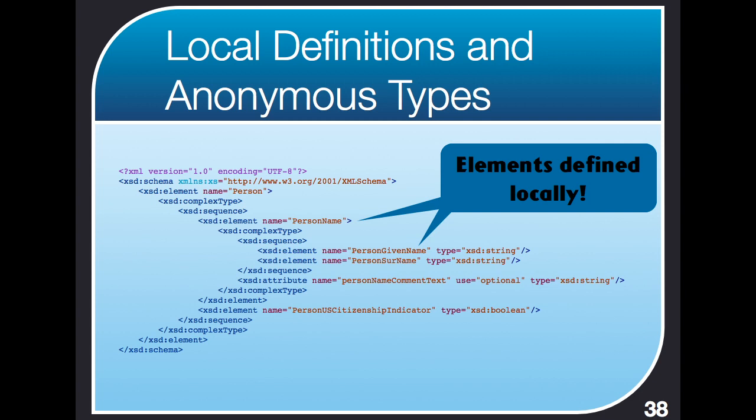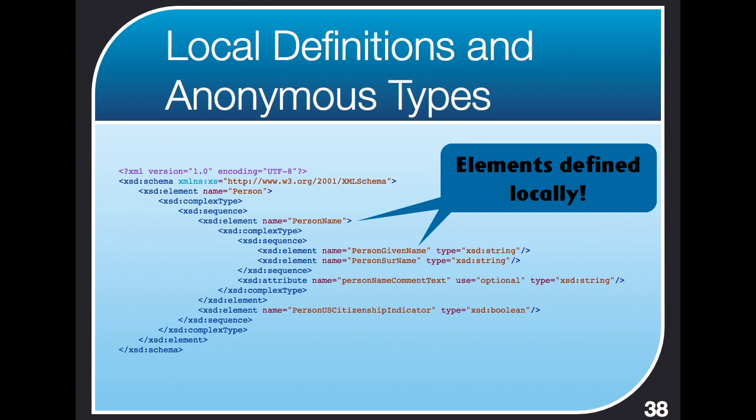We have the attribute person name comment text, and way at the bottom, we also have the person U.S. citizenship indicator, although I'm not going to point to it because then the screen gets full of little pointies off that box. But we have all these locally defined elements that can't be used anywhere other than inside of a person. They can't be reused. So from the NIEM perspective, that's not the optimum way of doing it.